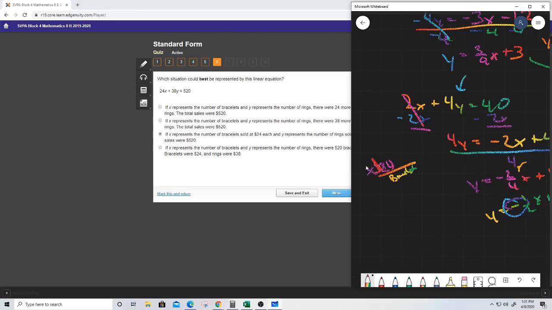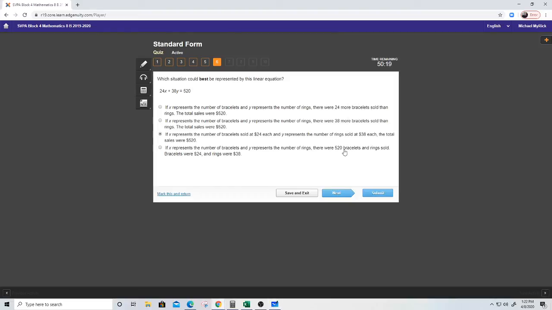Right, so X represents the number of bracelets. So just for example, let's say there was 10 bracelets, right? You should have did this in science, or maybe you haven't gotten there yet. 10 bracelets times $24 per bracelet. See how we're going to cancel these bracelets? Bracelets divided by bracelets is gone. So the resulting number is going to be an amount. So this 520 can't represent the number of bracelets. It's got to represent the total sales.